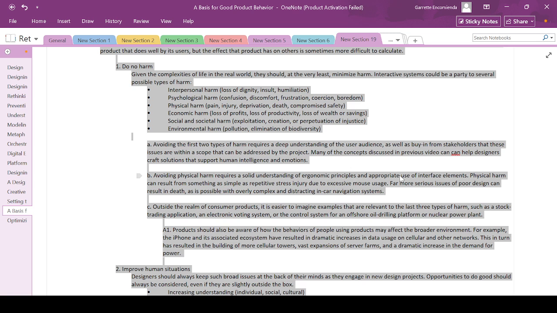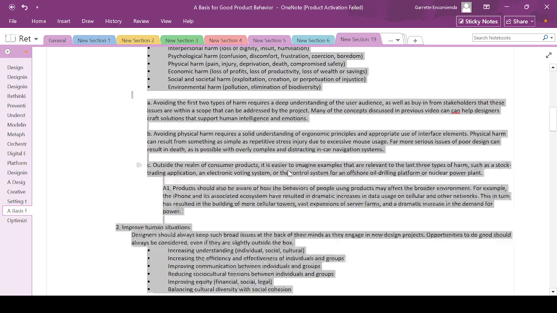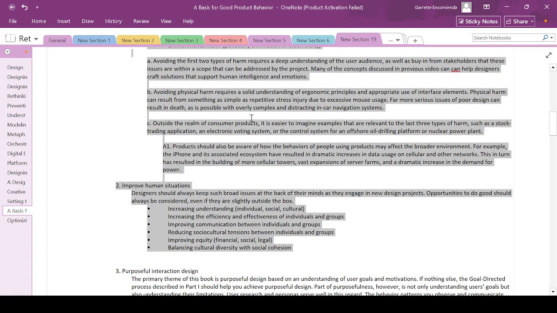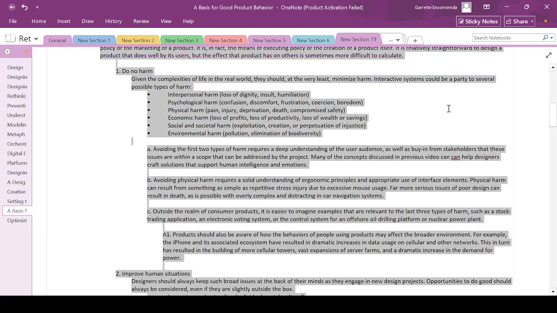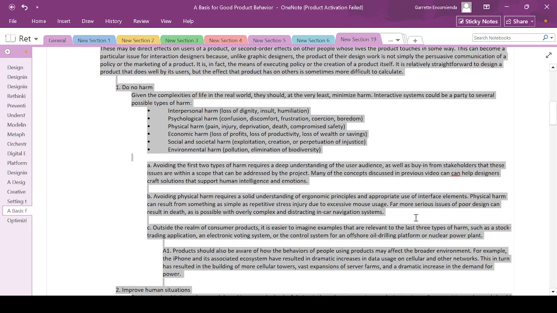Many of the concepts discussed in the previous video can help designers craft solutions that support human intelligence and emotion. So that would support here by following those patterns and techniques we've discussed. Avoiding physical harm requires a solid understanding of ergonomic principles and appropriate use of interface elements. So these are the third harm.